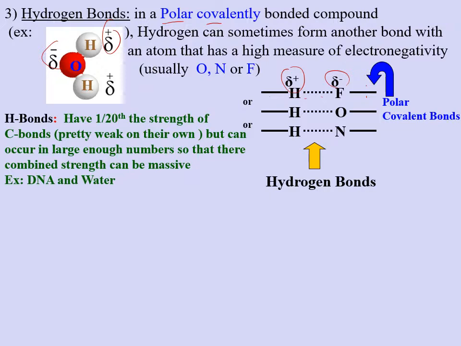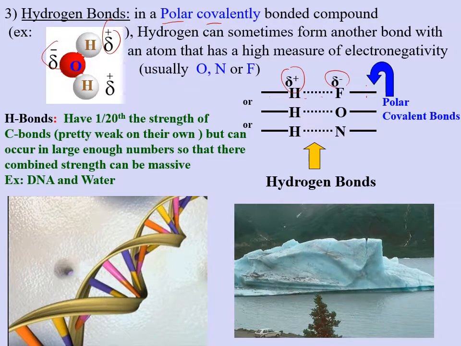Hydrogen bonds are really weak compared to covalent bonds. They're about 1/20th the strength. And so covalent bonds are what you typically see in chemicals, whereas hydrogen bonds, while they are weak on their own, can often form very quickly and in very huge numbers. So for example, DNA.